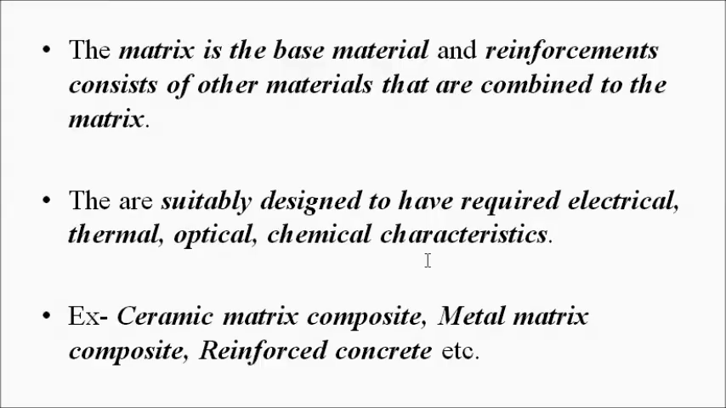So they are designed specifically to have a particular electrical, thermal, optical and chemical characteristics as per the requirement, as per the application, okay. So the electrical, thermal, optical and chemical characteristics are modified, are altered as per the requirement. So the examples of composites can be ceramic matrix composite, metal matrix composite, reinforced concrete. So these are the examples of composites.